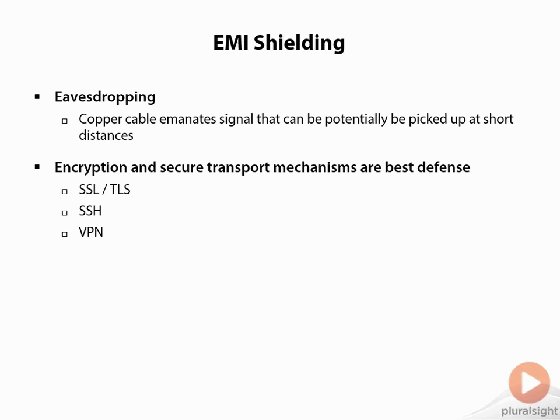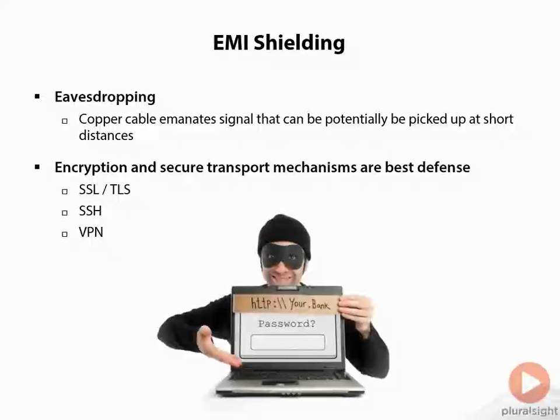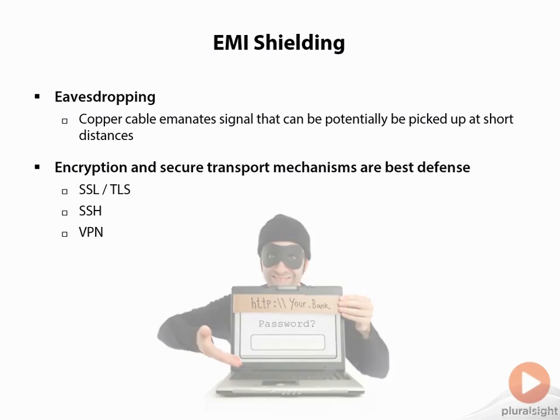And then again, just encrypting the data that travels over those wires is another way we can help lock things down a bit. So encryption and secure transport mechanisms are really the best defense when we're talking about that situation, whether that be SSL and TLS, or SSH, or VPN in general. So if we can encrypt that communication, then it really doesn't matter if someone's sitting close by and sniffing the wire, or they have some type of tool to pull information off of that copper cabling. Doesn't matter. It's encrypted. They're not going to be able to do much with it.